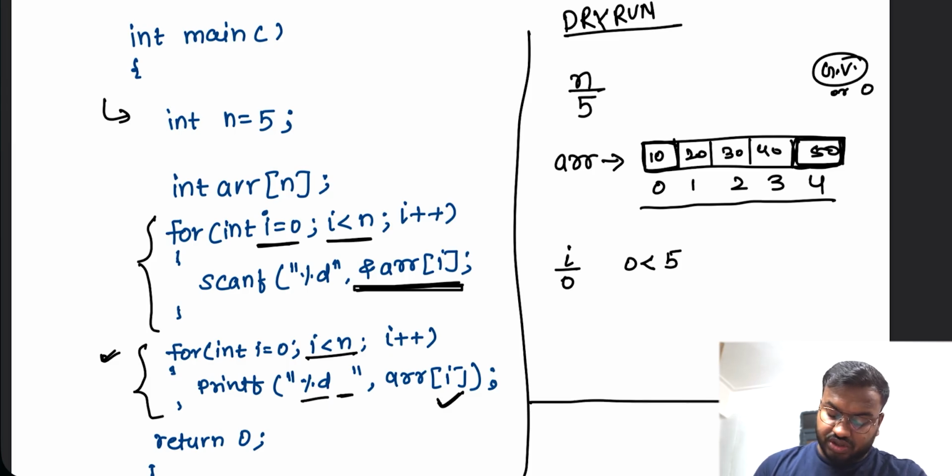Let's suppose this is your console window. So what will be printed first? Array of 0 will be printed, and array of 0 is 10, so 10 will be printed on the console. Then i++ will make i become 1.